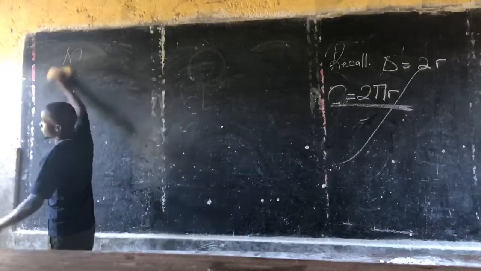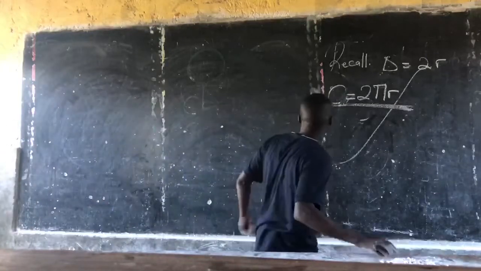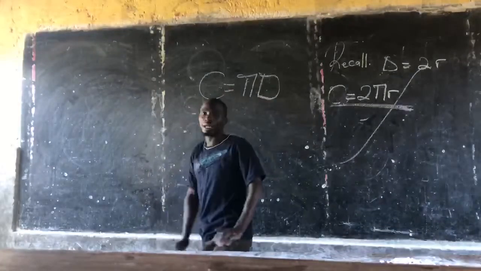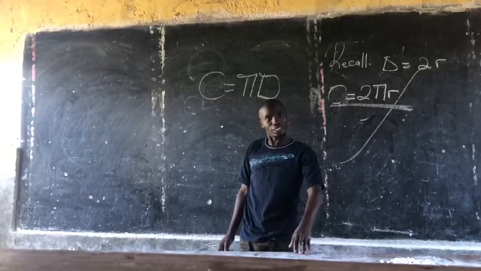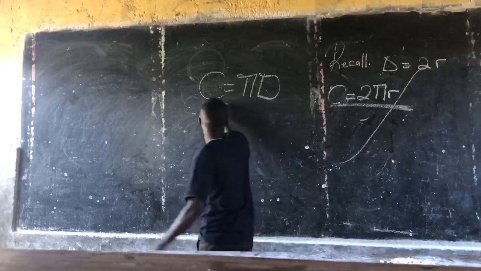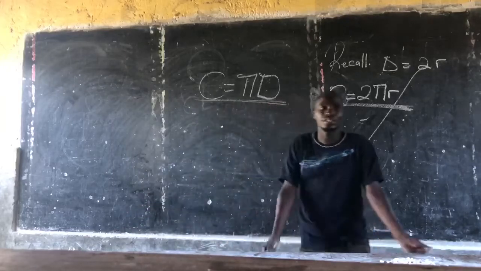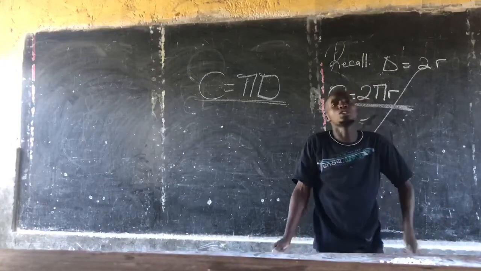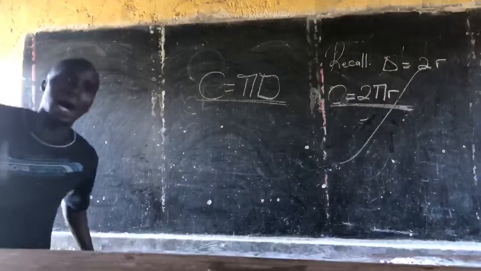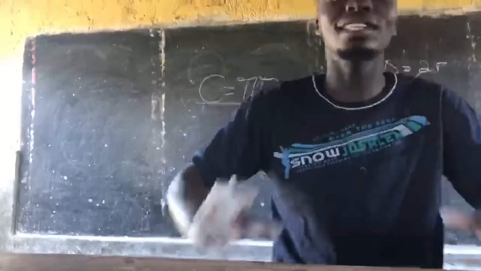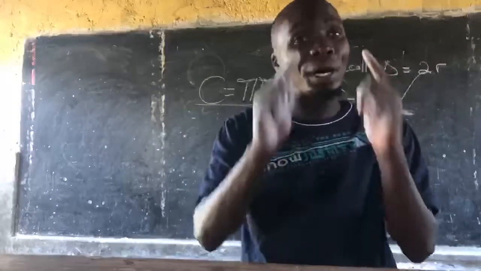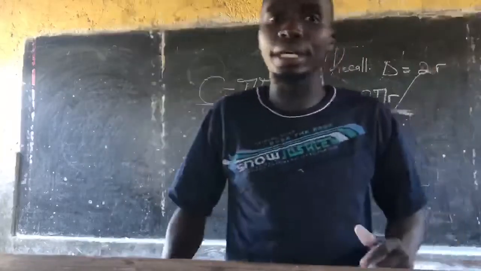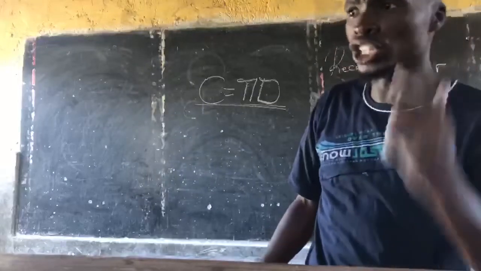So that is it. The circumference of the circle is pi times diameter. That is the circumference of a circle. Anything which is concerned with the circle, use pi times diameter. When they say circumference or perimeter, keep it in your head. Write it down and keep that formula in your head.